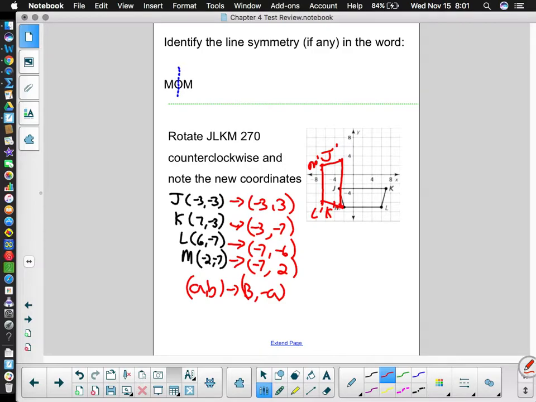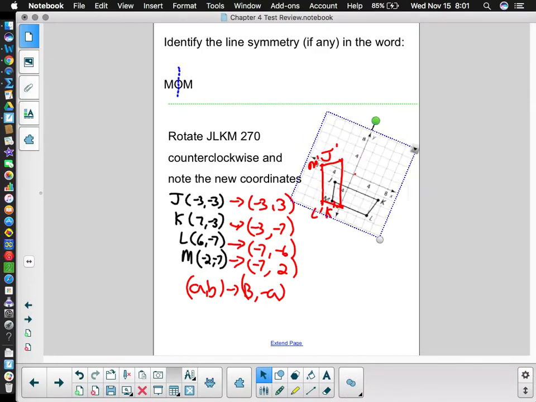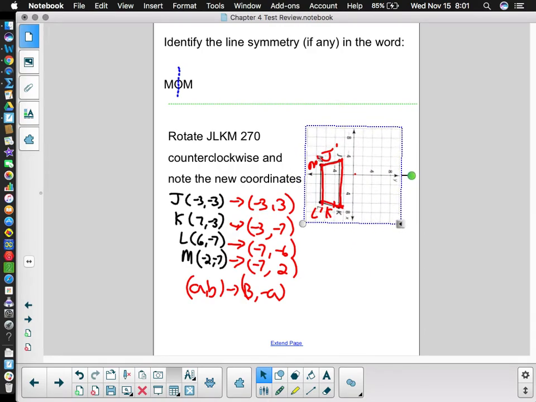Does that look right? Yeah, it'd be 90 degrees clockwise. Yeah, that's right. We can kind of check it by looking at our picture again. 270 counterclockwise, same as 90 clockwise. The Smartboard gives me an easy check. So there we go.